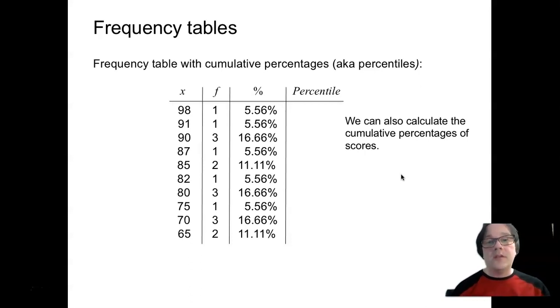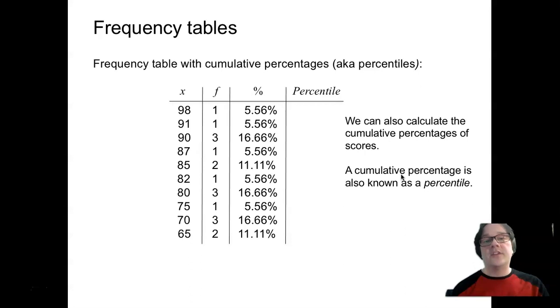So how can we create percentiles? Well, we can again calculate the cumulative percentages of each score. So how do we do that? By simply adding up the percentages, the same way that we created the cumulative frequency column just a few moments ago by adding up the frequencies as we go. We could do the same now, except we'll be adding up the percentages as we go up the list.